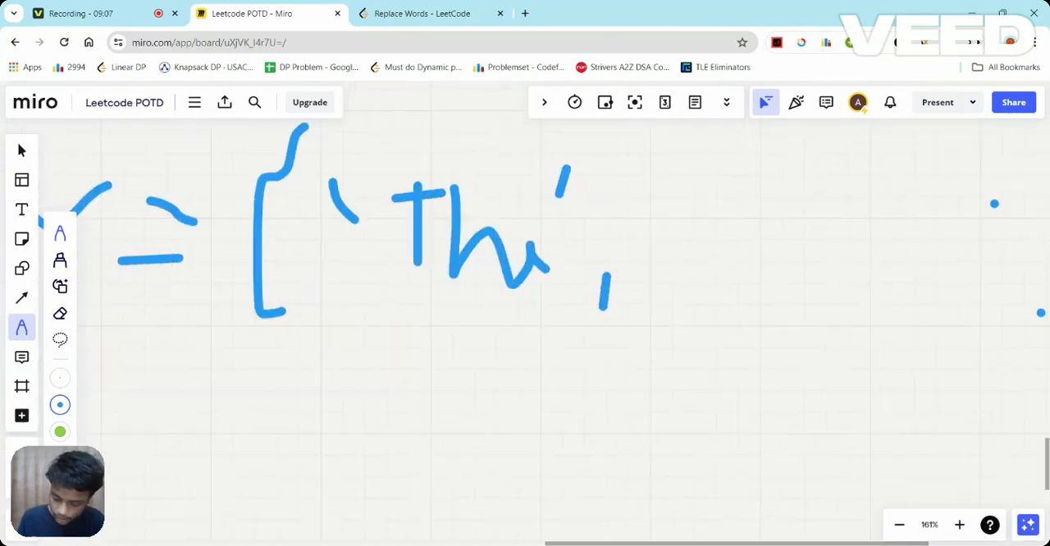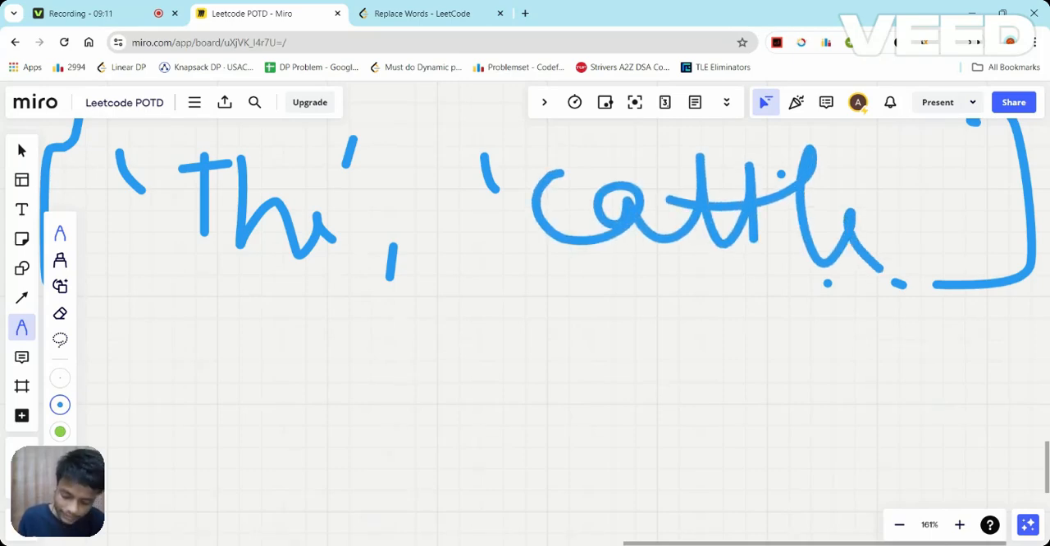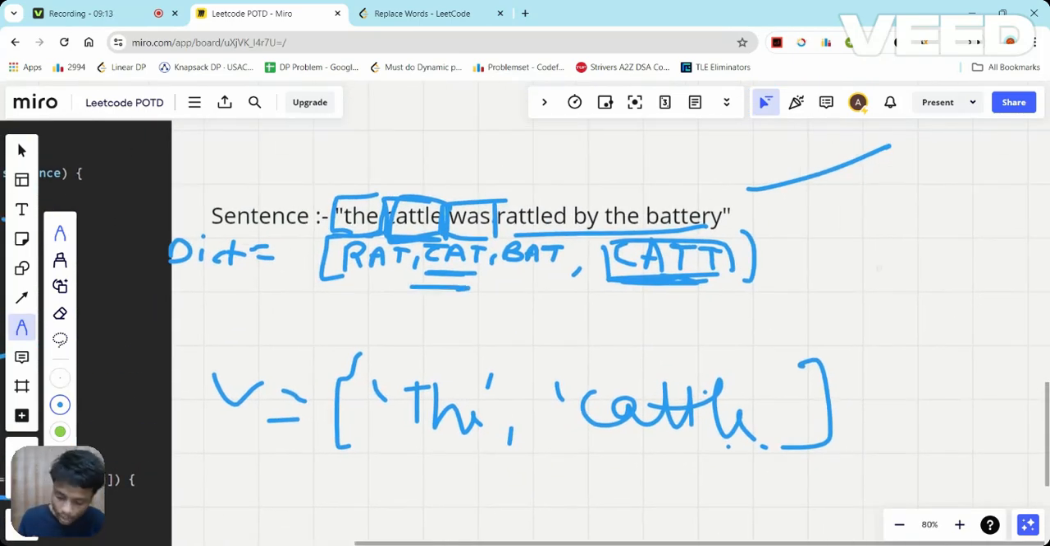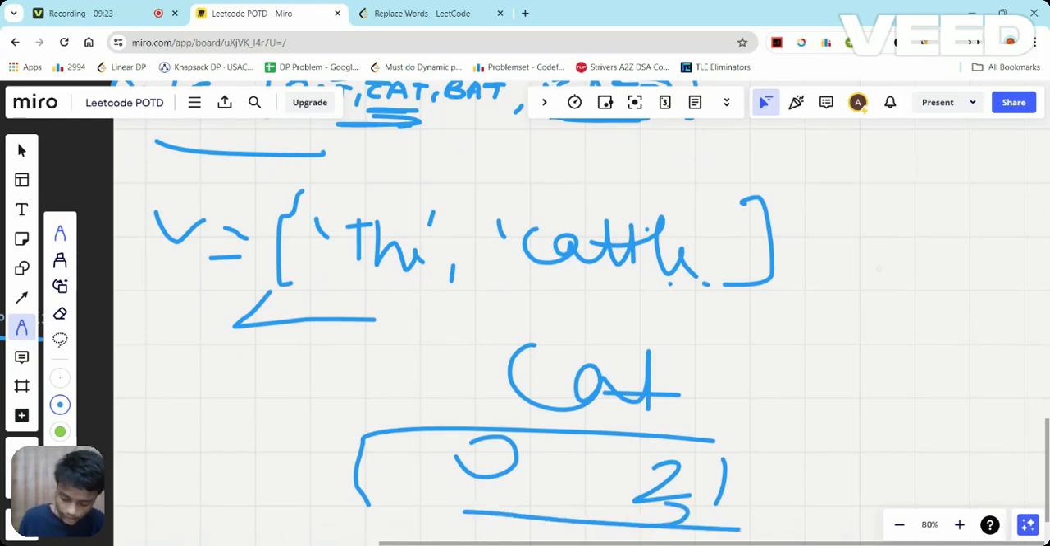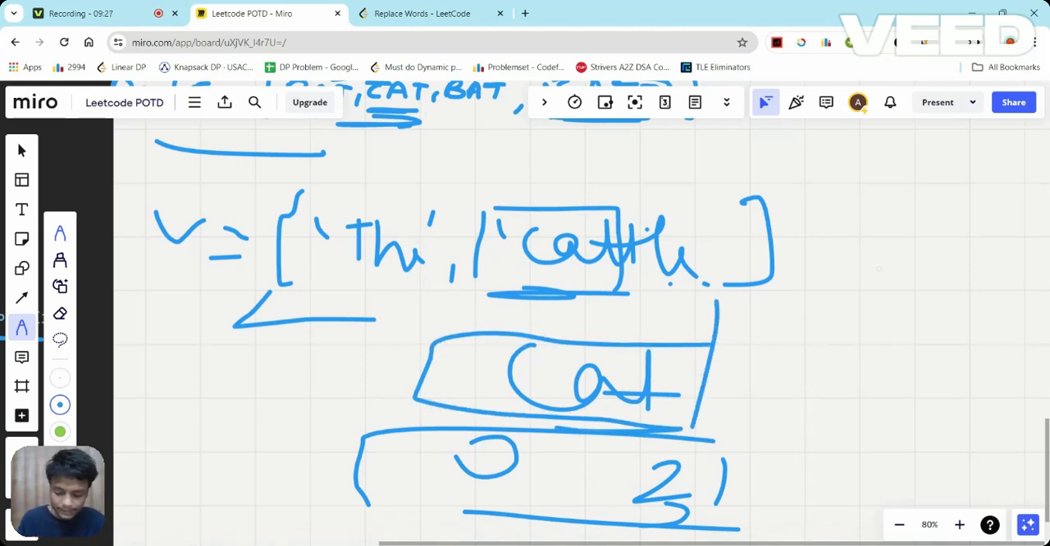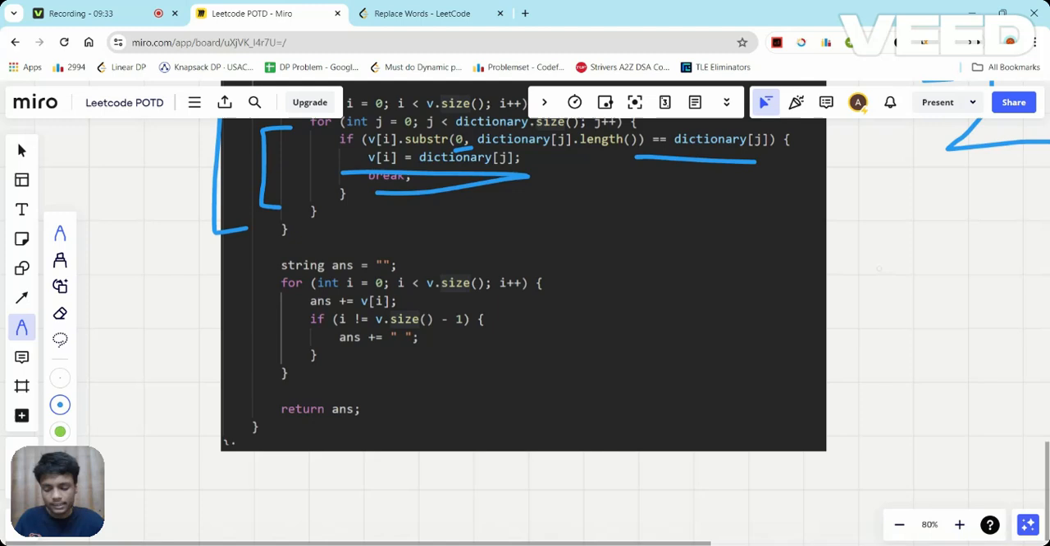So in the vector v, what I got here is the word cattle, right? Now by iterating v and iterating the dictionary, I get to know that for cat, from 0 to the length of it, that is 0 to 3, both the letters are the same. Then in that case I will replace cattle with this. So this is what I have done in this line.